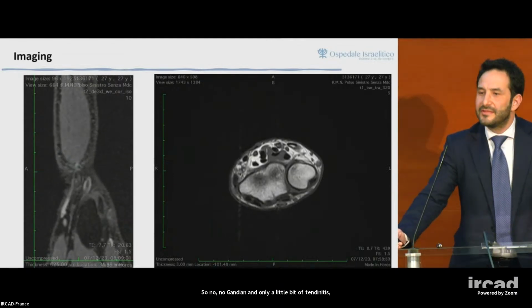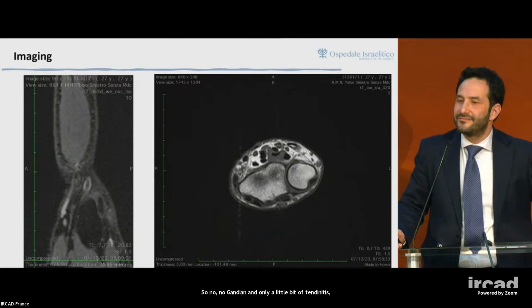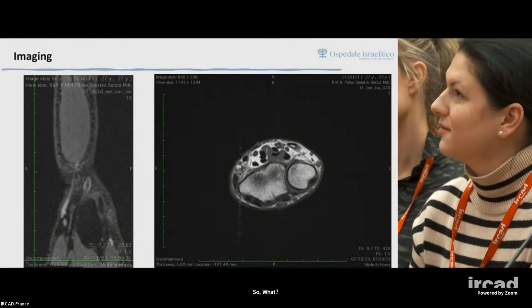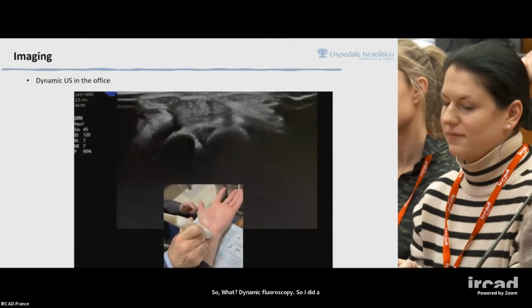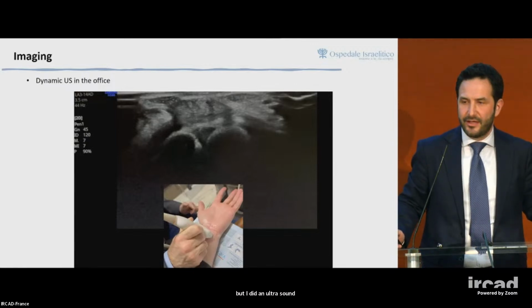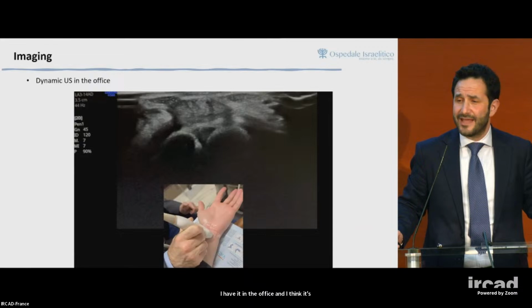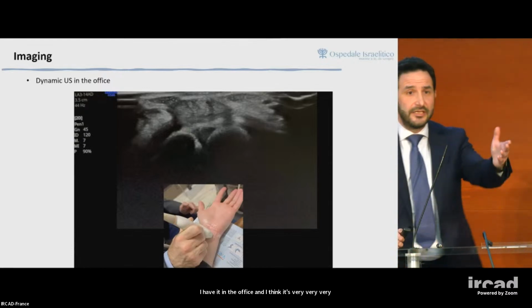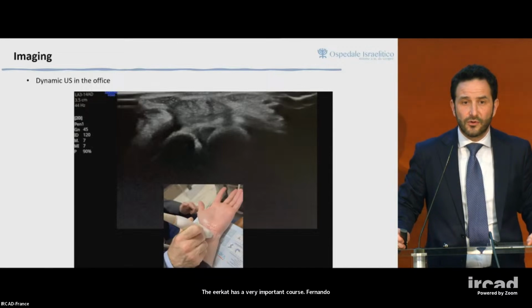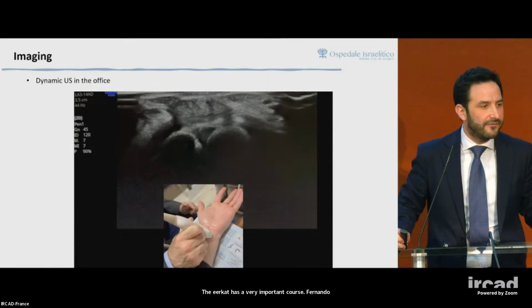So to complete everything, now, kinematography. Dynamic fluoroscopy. I did a dynamic test, but I did it with ultrasound. I have it in the office, and I think it's very, very useful. We now have a lot of ultrasound courses. The IRCAD has a very important course. Fernando has a very important course of ultrasound. Also, we have it in Italy.